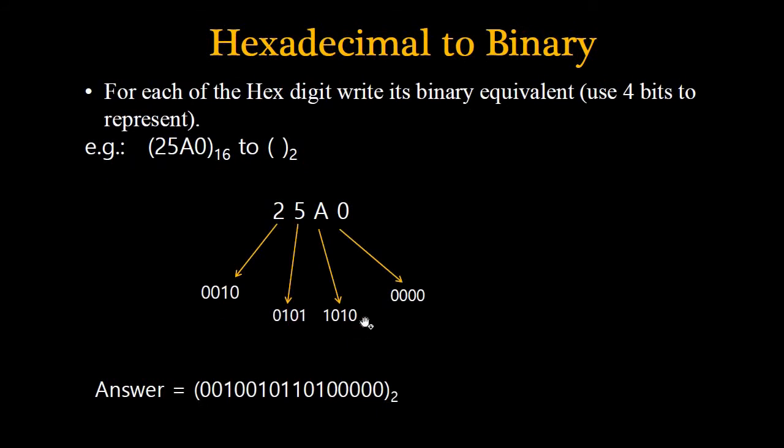Hexadecimal to binary. Now we will use the table as shown in the previous slide, and we will write the binary equivalent of each of the hexadecimal digits. Likewise, the given example is 25A0 of base 16, which will be converted to binary. The binary equivalent of 0 is 0000, the binary equivalent of A is 1010, the binary equivalent of 5 is 0101, and the binary equivalent of 2 is 0010. Now this will be the corresponding conversion of 25A0 of base 16 to base 2.